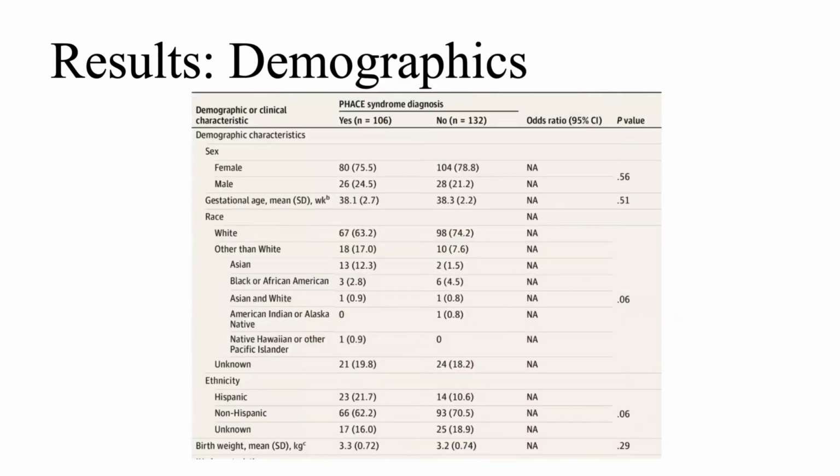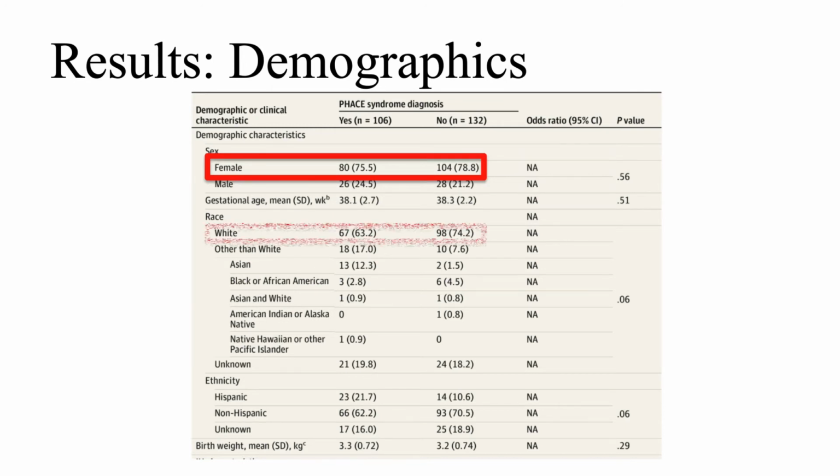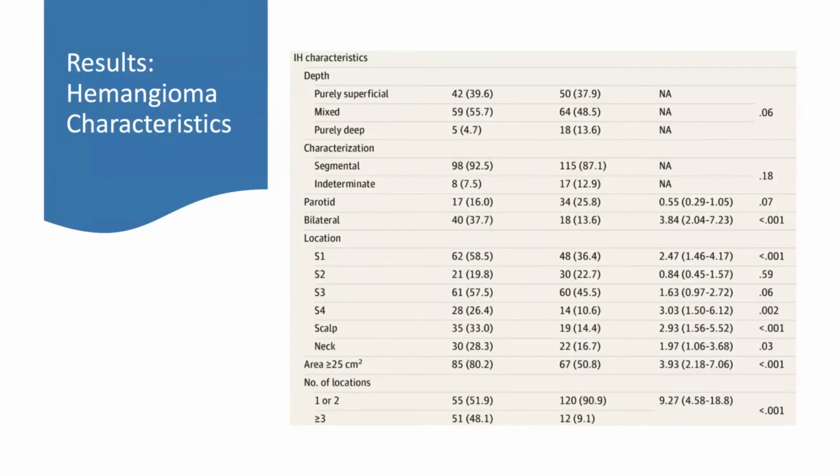So these are the results for our demographics, and there's a lot of stuff up here, but I want to call your attention to a couple of things. One is that we had a majority of female patients, both in the PHACE group and the not PHACE group. And that's pretty comparable to other prior studies of patients with hemangiomas, because we know that hemangiomas are more common in female infants. We also had a majority of white or Caucasian patients, and that's also pretty consistent with prior studies on the incidence of hemangiomas.